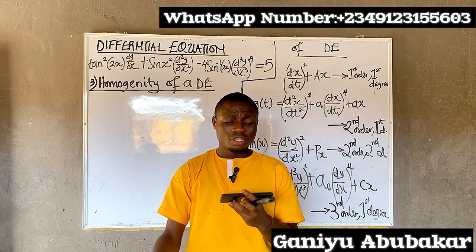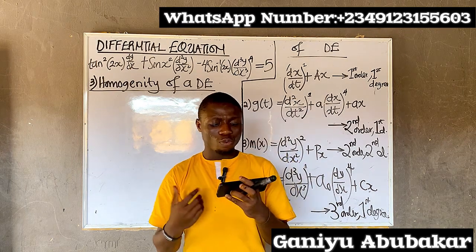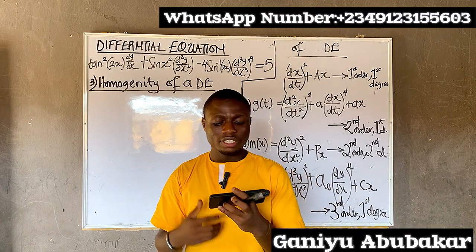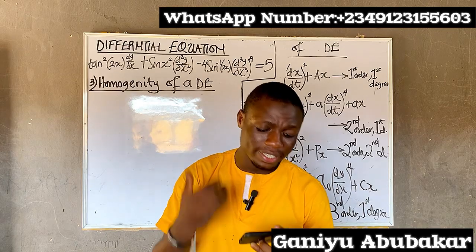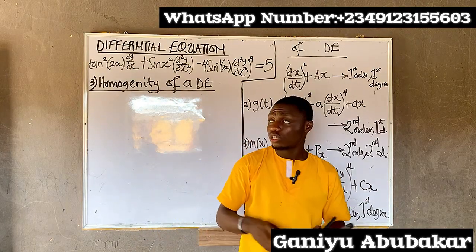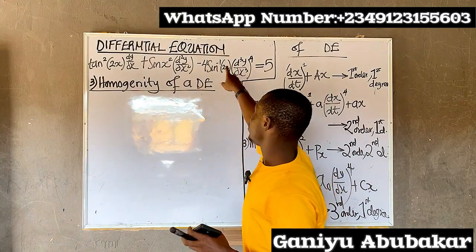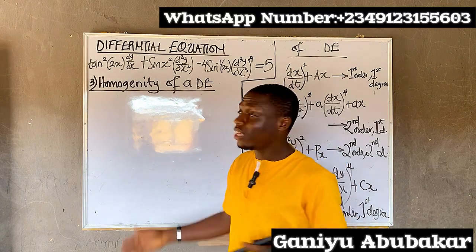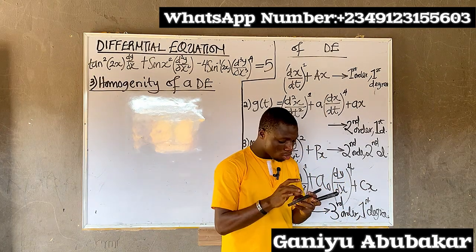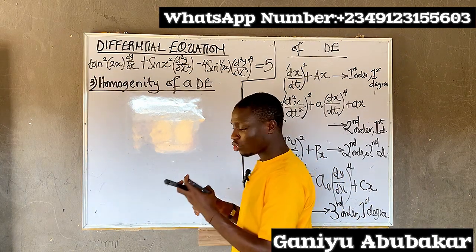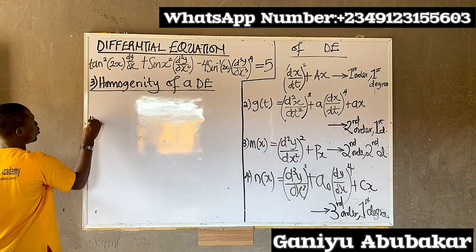That's the concept. So I said the homogeneity of an equation is said to be homogeneous if it's equal to 0. If it's not equal to 0, it is non-homogeneous. This one here is non-homogeneous. Why? It's not equal to 0, it's equal to 5 here. That's your task there. So let's look at the fourth terminology called linear and non-linear differential equation.